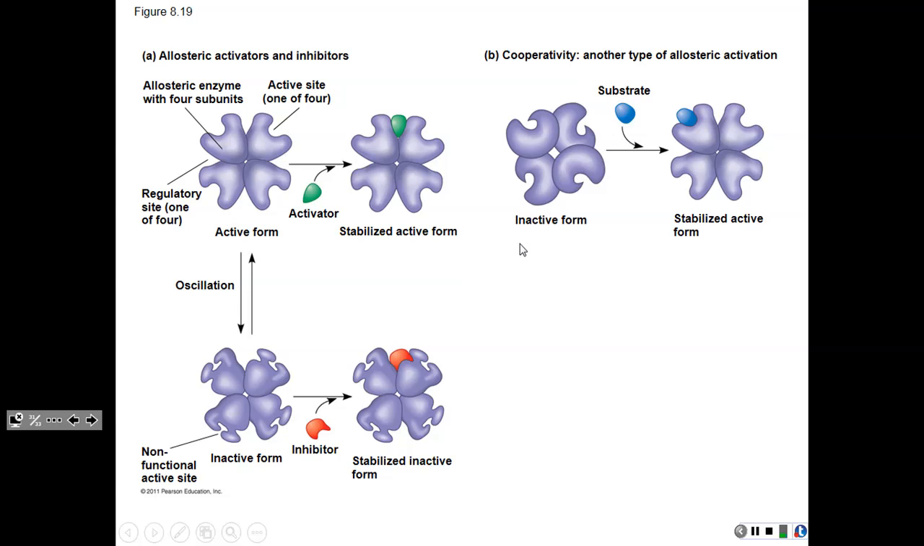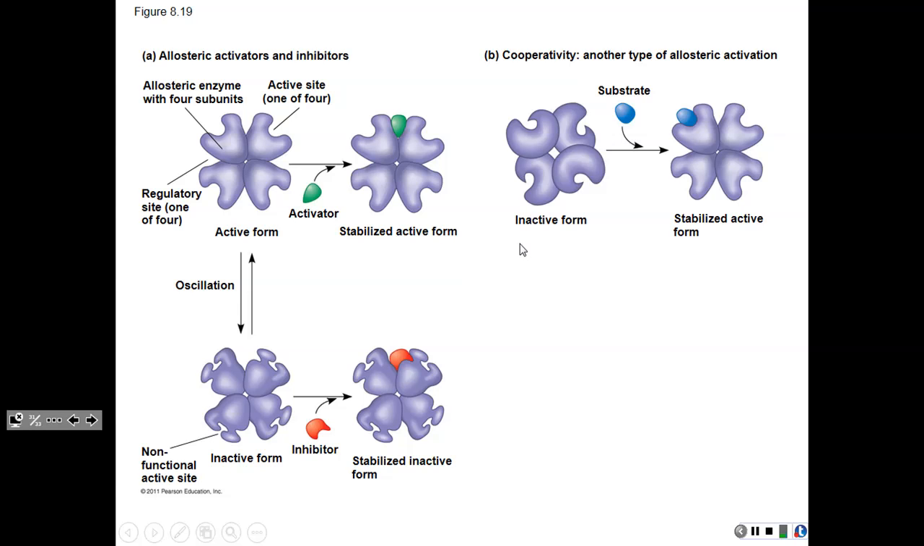I'm not saying that it increases the functionality or it decreases. It could be either. Anything that changes the shape of an enzyme in a way that causes the functionality of the enzyme to change, that's an allosteric effect. Some allosteric effects increase the functionality, some decrease. Here's the thing. If they increase the functionality, we call that an activator.